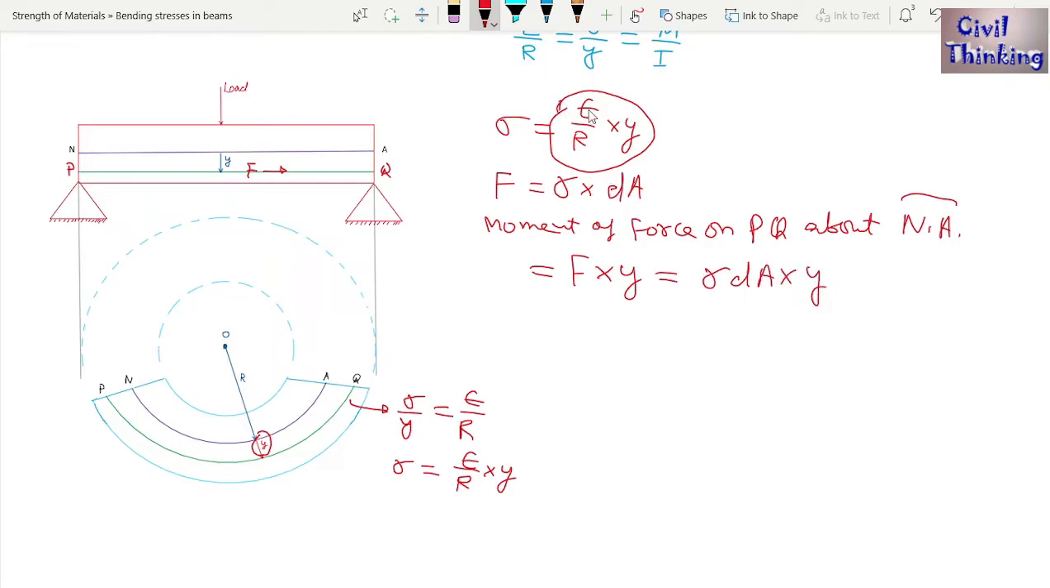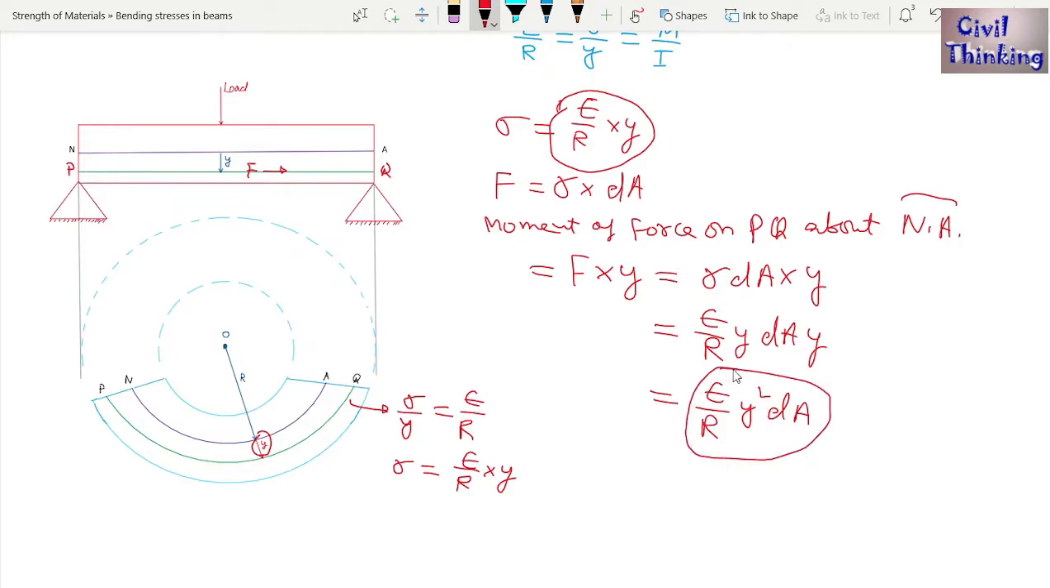Now we know sigma is the bending stress on the PQ layer, which is E by R multiplied by Y. So here I can put E by R multiplied by Y, this is dA and this is Y, right? Now this is E divided by R, and this is Y square dA. This is the moment of the PQ layer about the neutral axis. When you integrate, it will give you the moment of all the layers like PQ, like here is one layer, here is another layer, all of these layers, right?